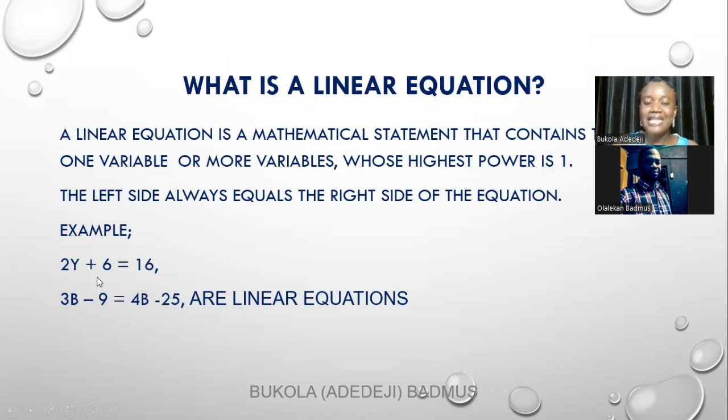So I take it again that a linear equation is a mathematical statement. Number 1, it contains one or more variables, and the highest power is 1. And one more thing to note is that the left hand side always equals the right hand side. I believe that it's clear enough, but if it's not clear, please drop your question in the comment section. Now let's move.